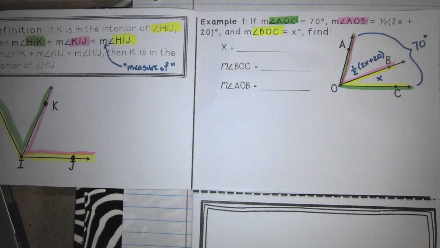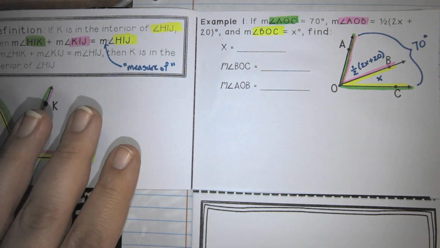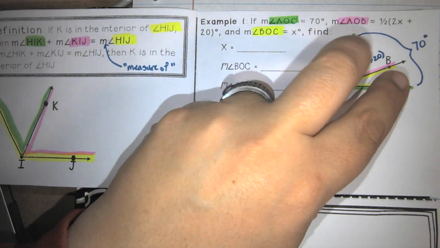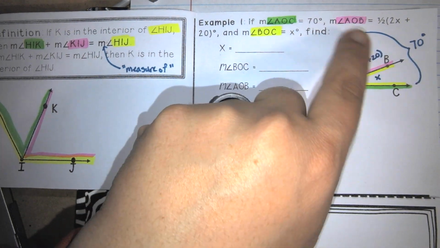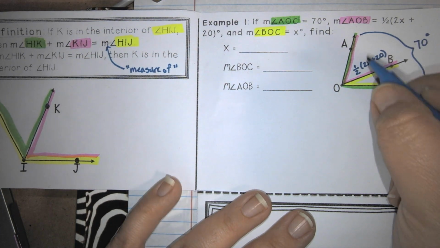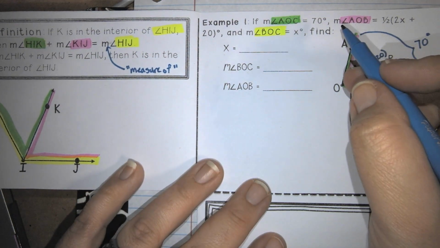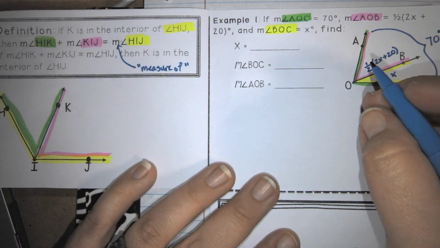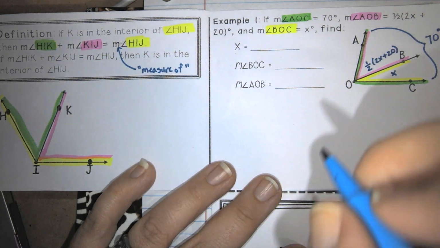Okay. So what can we make for an equation from here? Well, we know based on the second addition postulate we have over here, the two small angles add up to equal the big angle. So which ones are our two small angles here? Well, our first small angle is this pink one. So that's AOB. So I'm going to start by writing this letter equation using the angles.